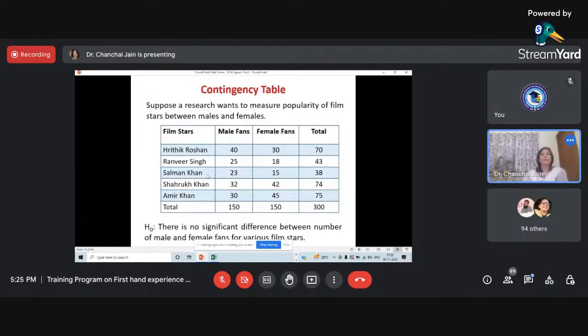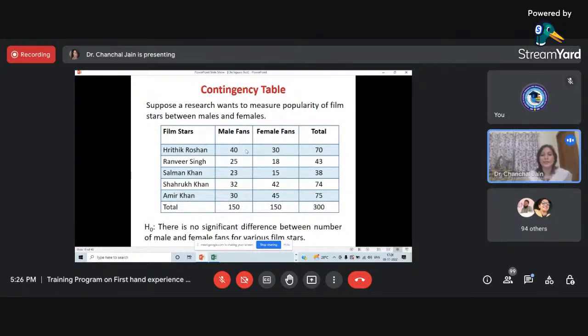Now, to understand the contingency table, I have taken one example here. Suppose a researcher wants to measure the popularity of film stars between males and females. You can see here I have taken the names of 5 film stars: Hrithik Roshan, Ranveer Singh, Salman Khan, Shah Rukh Khan, and Aamir Khan. These are the numbers of male and female fans, and these are the row-wise totals and the column-wise totals.